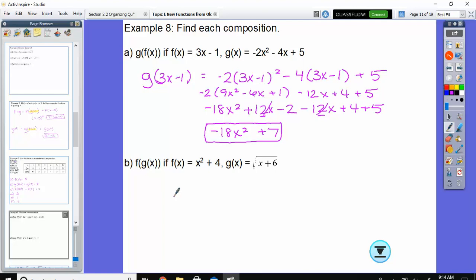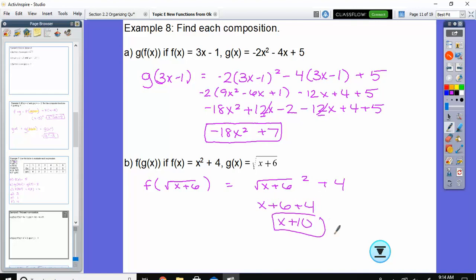Okay. So we're doing F composed with G. So we have to do F of square root of x plus 6. So that means we have the square root of x plus 6 squared plus 4. A square root and a square, what happens? So we have x plus 6 plus 4, or x plus 10. So far, so good?